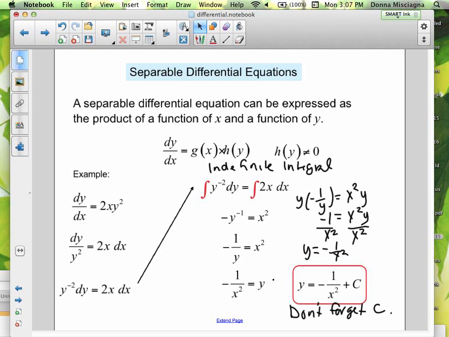Does it have to do with parametrics? No, parametrics is different. Parametrics is two variables, and they're both dependent variables, and the independent variable is time.